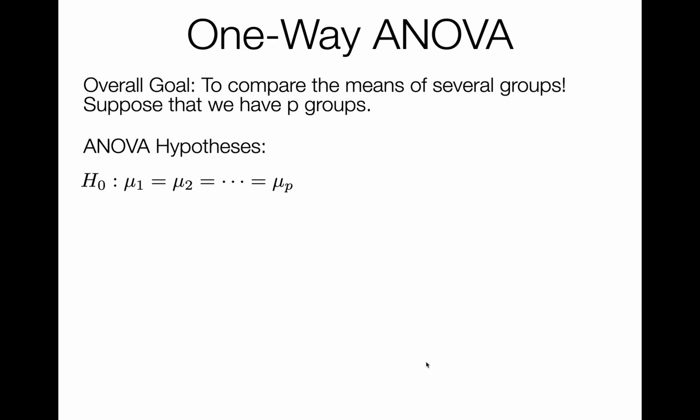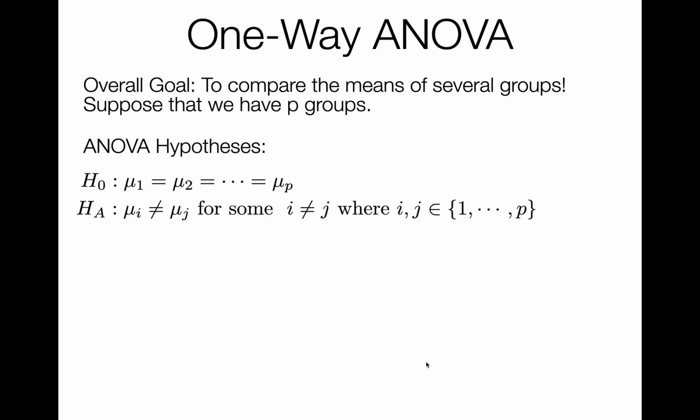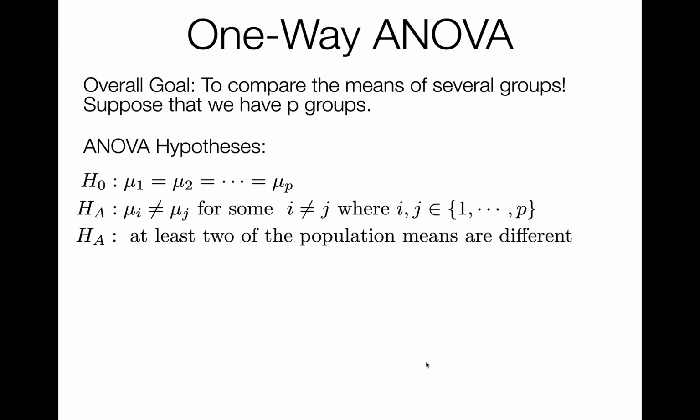The alternative hypothesis I could write in symbols like this, which is probably pretty confusing: mu sub i does not equal mu sub j for some i which is not equal to j, where both i and j are in the set 1 to p. I know that's much too much for us. What I want you to write is that at least 2 of the population means are different. That's what it means in words.